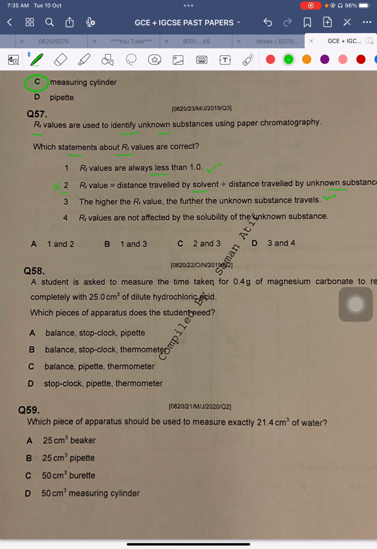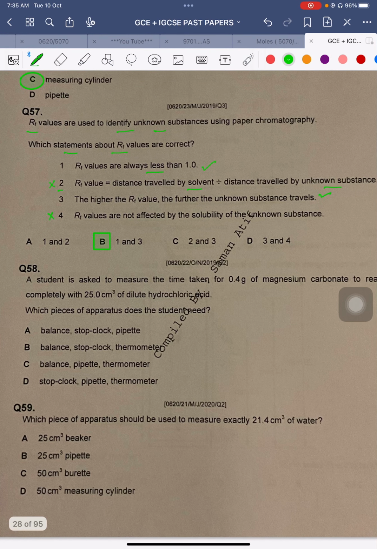RF values are not affected by the solubility of the unknown substances. No, it is affected by the solubility. If higher is the solubility, higher is the distance traveled, higher will be the RF value. So 1 and 3 is the right option. B is the right option. These are correct statements related to RF values.